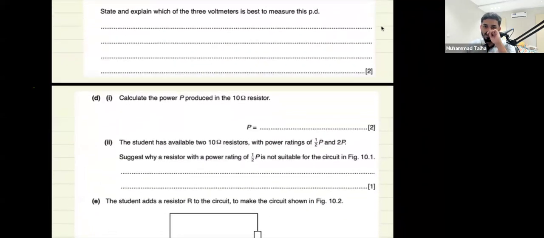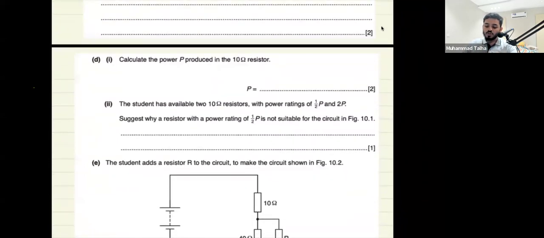Power ratings. So you find the power the student has available: two 10 ohm resistors with power ratings of half P and 2P. Why a power rating of half P would not be suitable is because if it can only tolerate a max power of half P, if you give it more power, it's just going to blow.